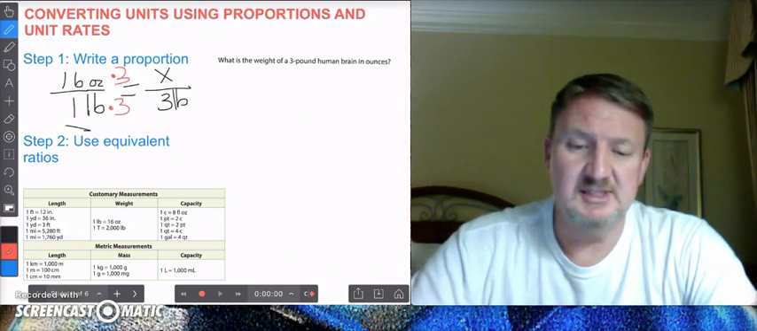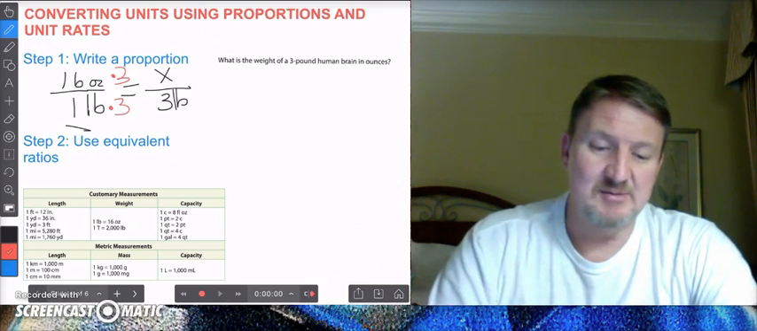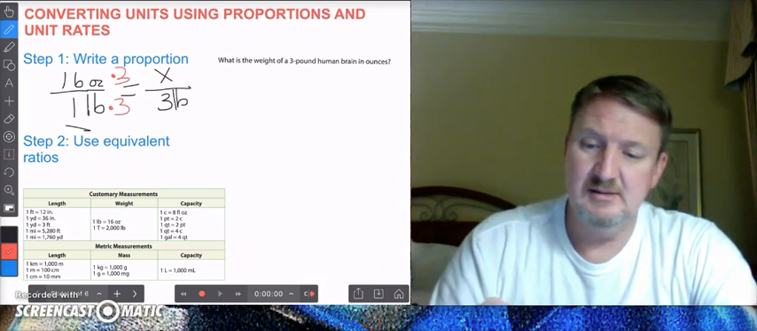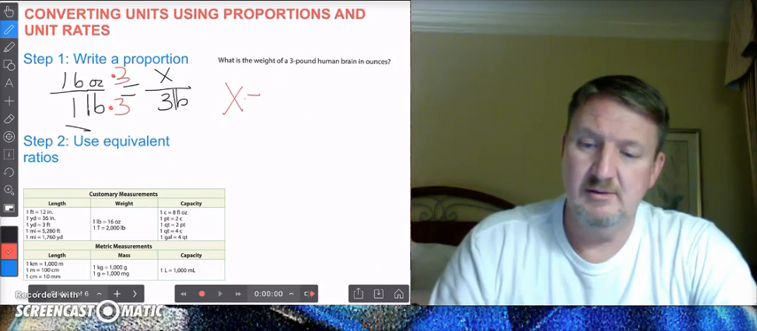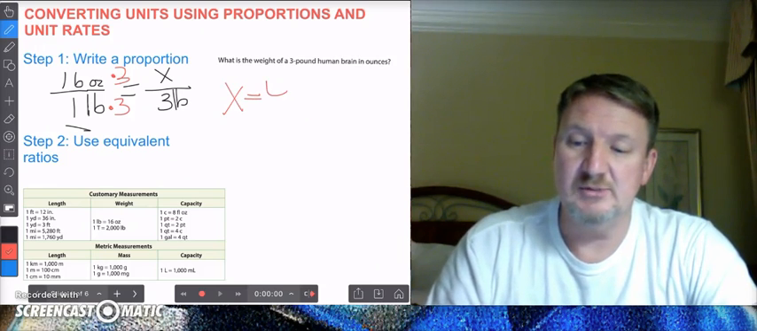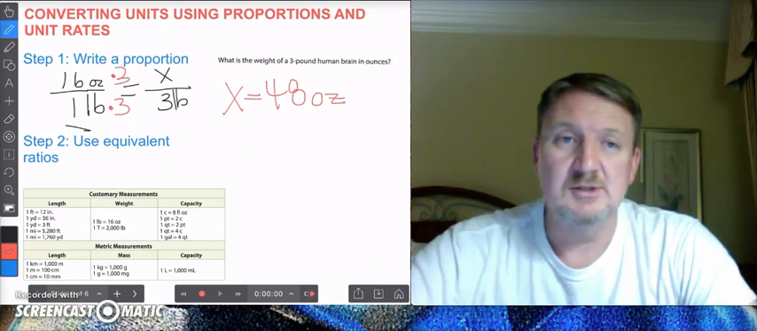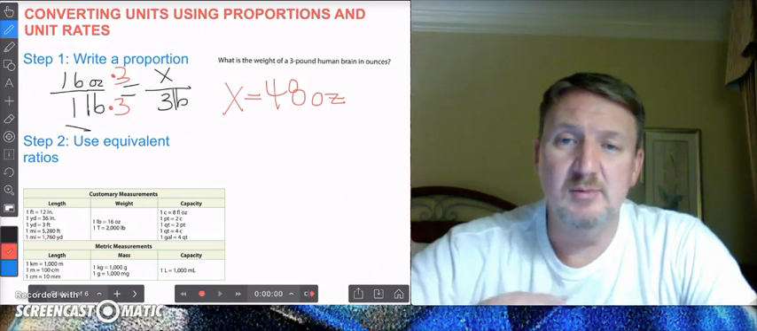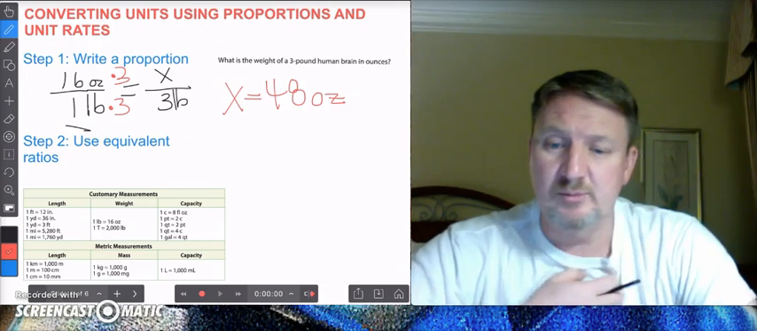So I'm going to multiply 16 times 3. 16 times 3 just happens to be, oh, not 32, 48. I almost said 42. 48, and in this case we're talking about ounces. So the weight of a 3-pound human brain in ounces is 48 ounces. Okay, and we used a proportion to solve that.